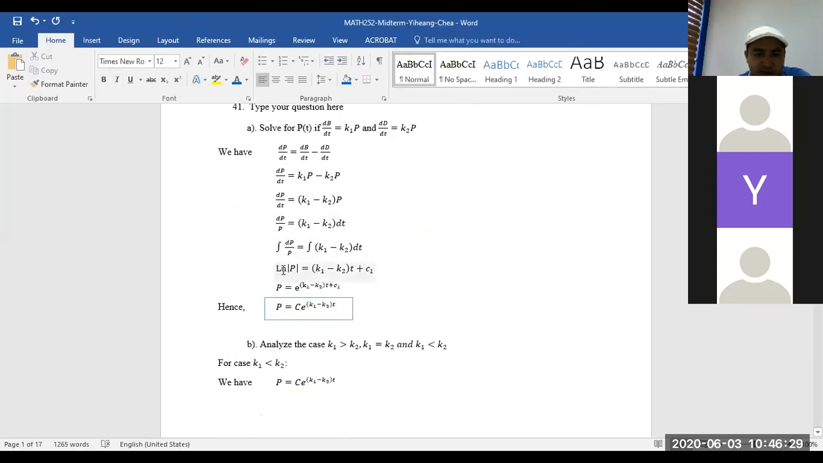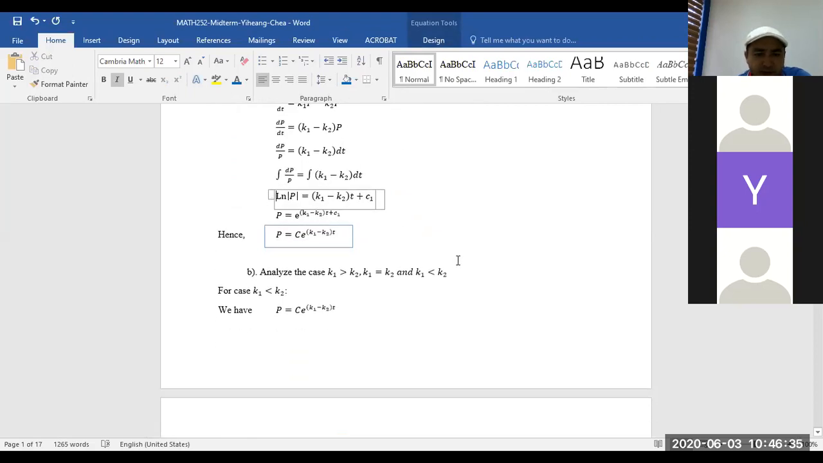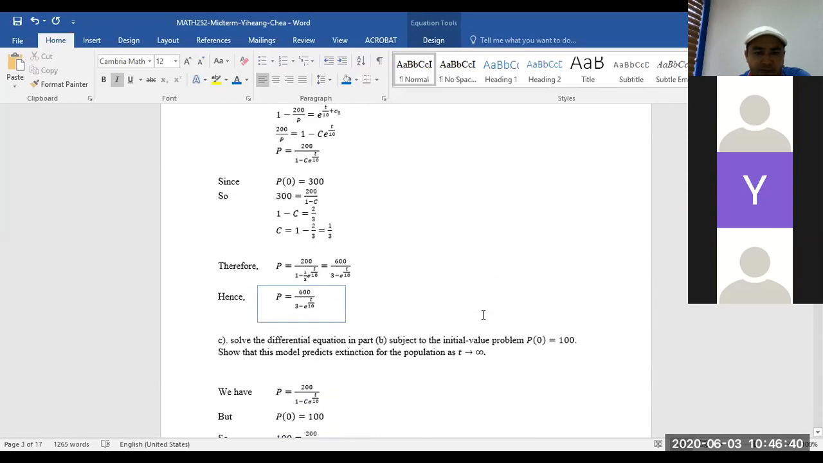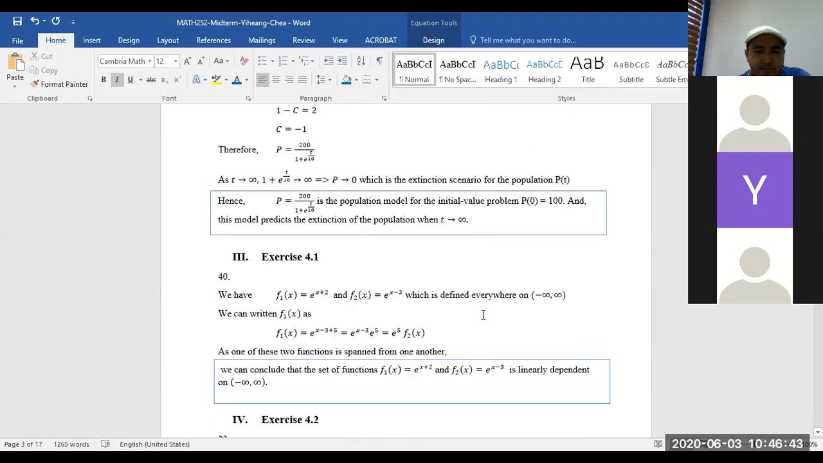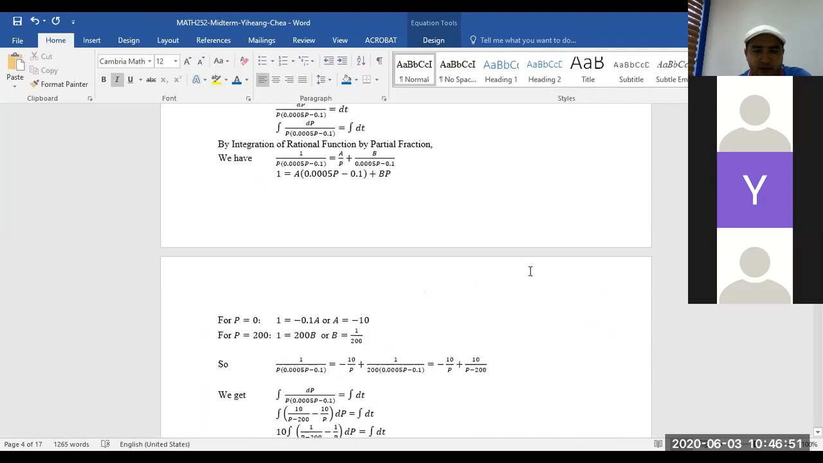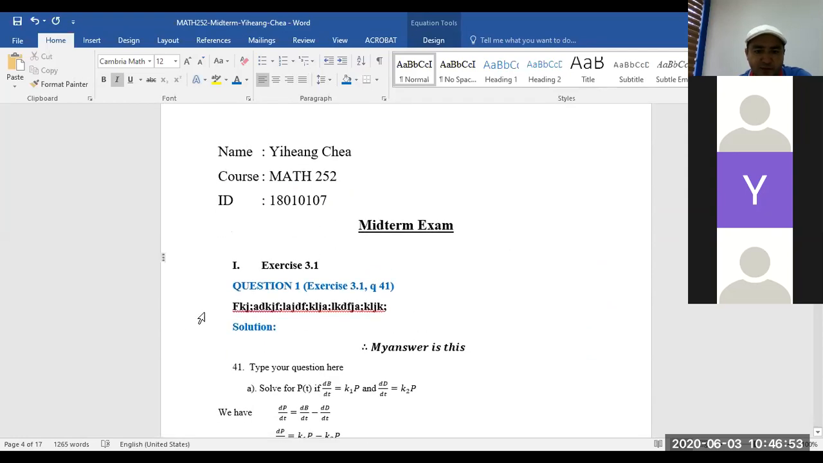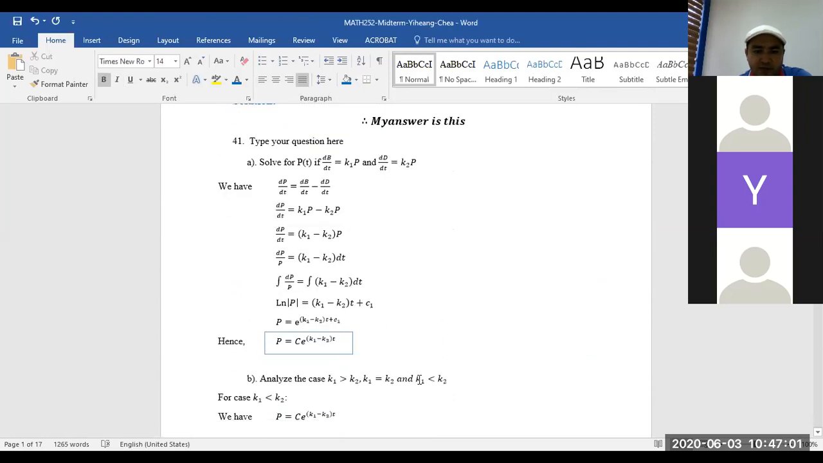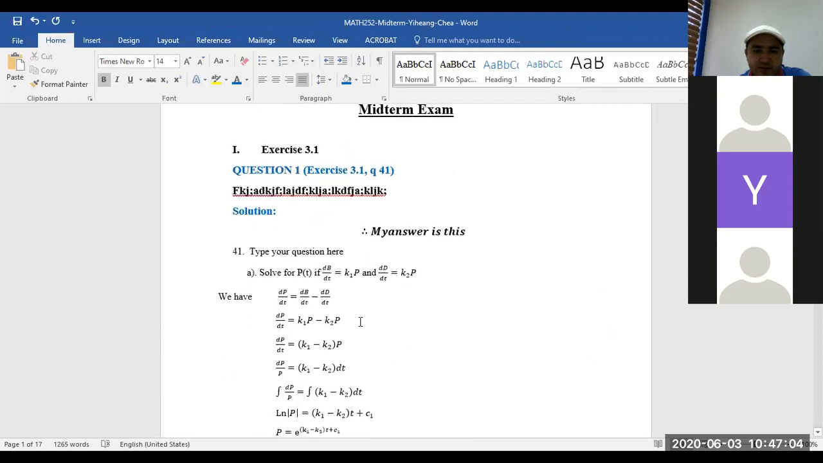And also this ln, we don't write ln like this. We write it with a lowercase l. And analyze the case, and so on. Conclusion. Hence, he also showed his final answer like this. This is also fine, good. But at the beginning, write your question number 1, from exercise 3.1, question 41. Type your question here, write solution, then solve it here, and finish the answer in a box or something like this. Guys, is it clear?